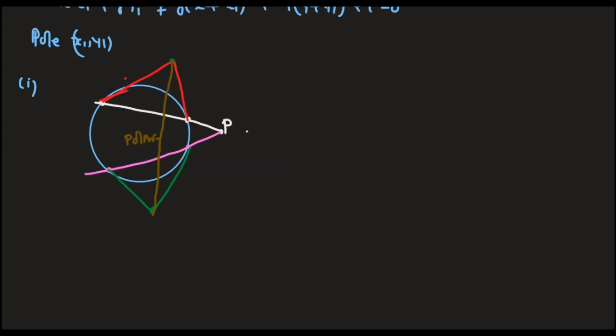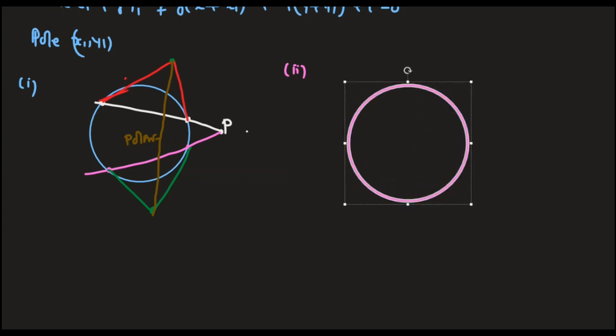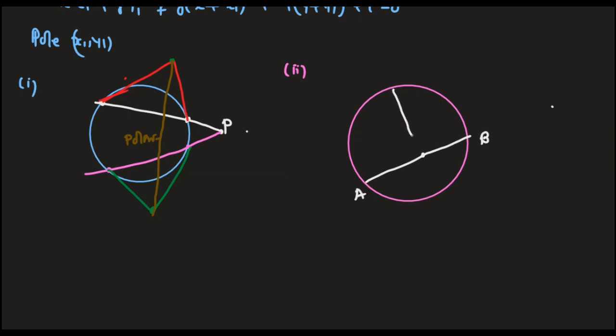It may happen that the point P lies inside the circle. In that case, if I have the circle like this one and the point P (x1, y1) lies here, inside the circle, I should draw a line segment which intersects the circle at, suppose, A and B. Another line segment I take intersects the circle at the points C and D.